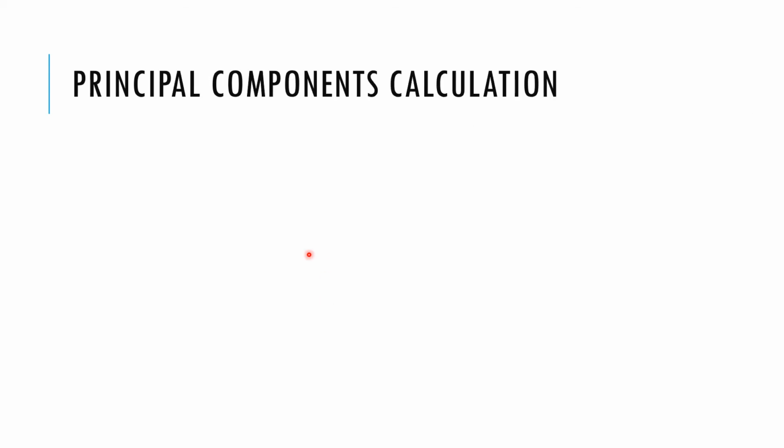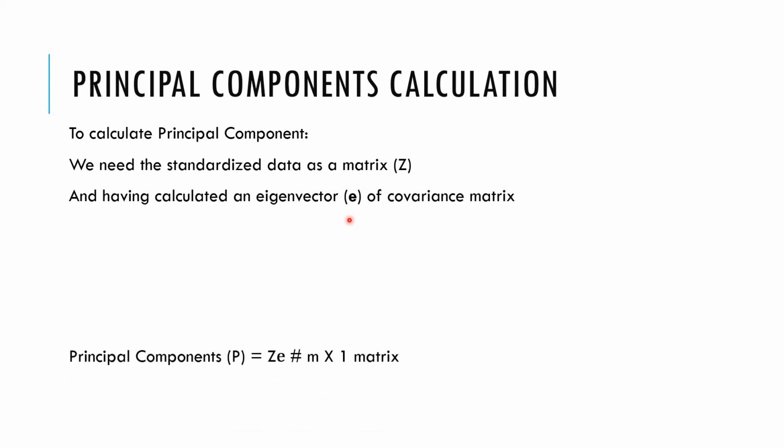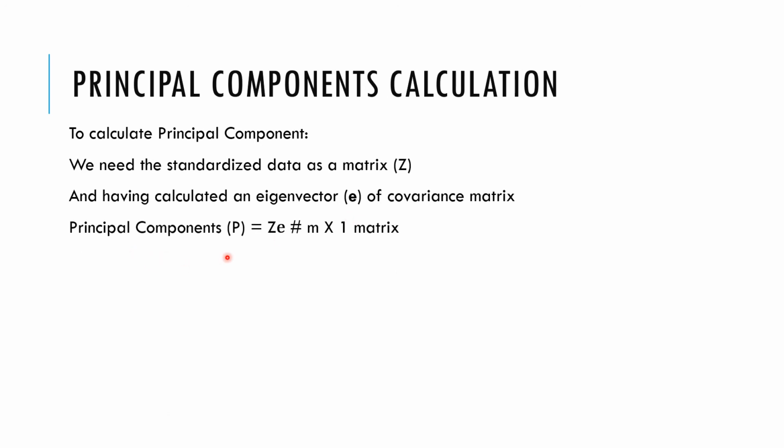So let's look at the principal components calculation, how to calculate. To calculate principal component, what we need is we need to standardize our data, which we saw in the earlier slide how to do it. So we take the matrix of our standardized data, and then having calculated eigenvector in the previous slide we saw, right? ME is equal to lambda E, right? Where M is the n by n matrix, E is a single eigenvector of dimension n by 1, and lambda was your corresponding eigenvalue. So principal component is calculated as Z into E, the standardized data Z multiplied by that eigenvector.